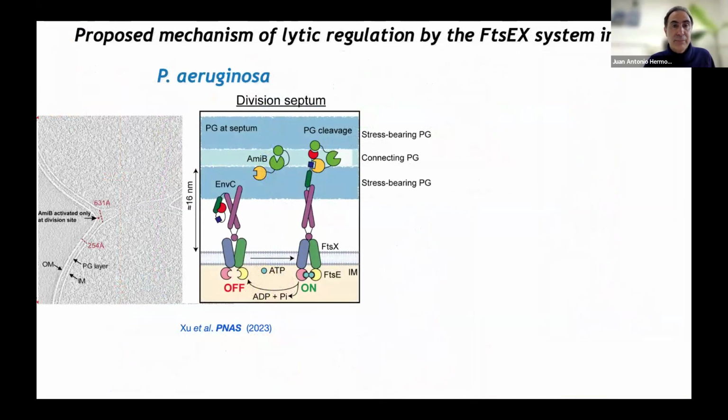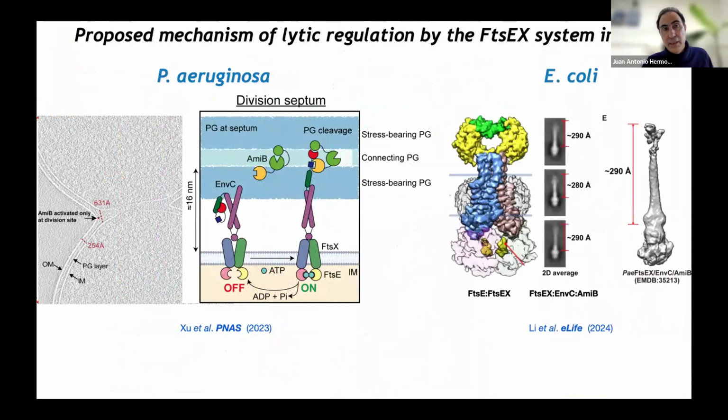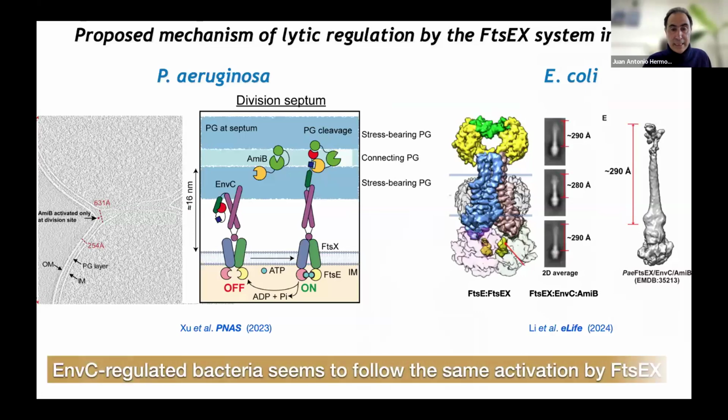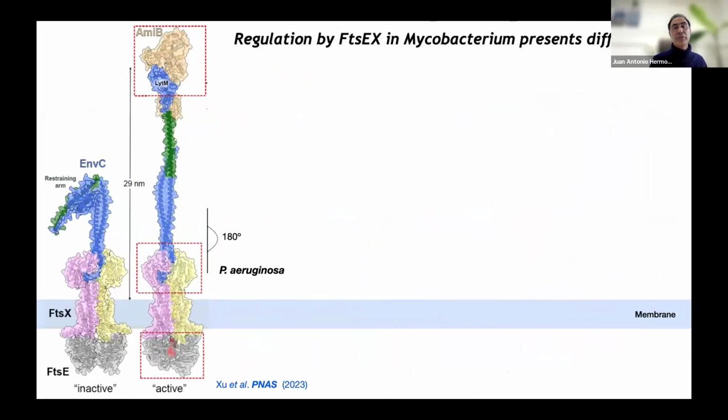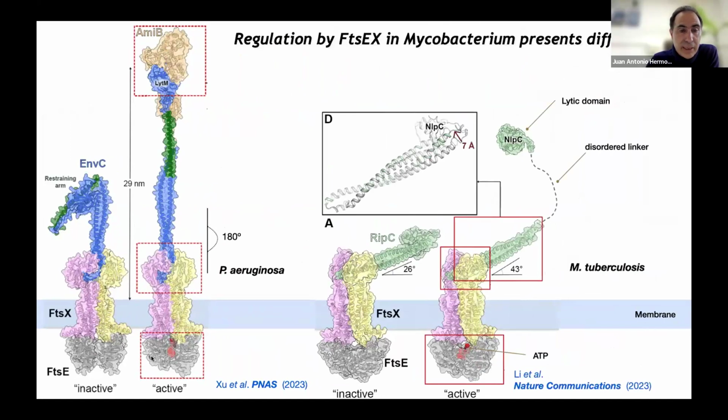So this is the proposed mechanism, and we have also seen that this mechanism is very well preserved in the E. coli bacteria. However, in the case of Mycobacterium tuberculosis, we have seen that the system is not exactly the same. If you compare Pseudomonas aeruginosa on the left part of the slide with Mycobacterium tuberculosis on the right part, you see that there is an inclination of the RipC protein, which is the lytic protein in that case, and ATP provides an increase in the angle of the RipC protein compared with the membrane, and the release of the lytic domain that was not visible in the cryo-EM maps.